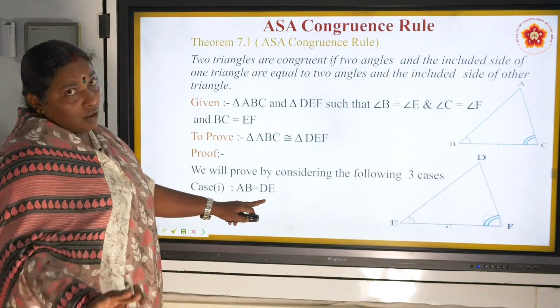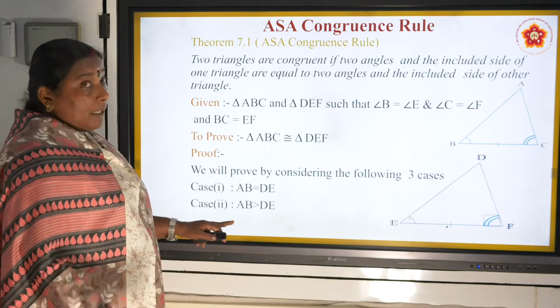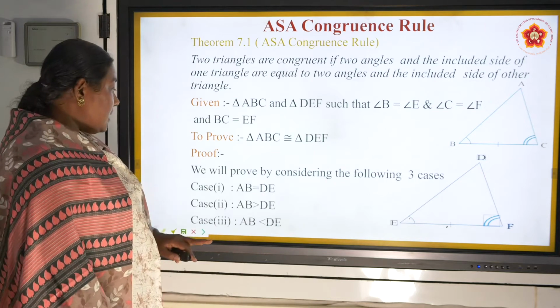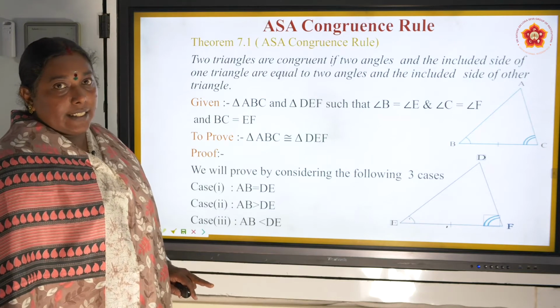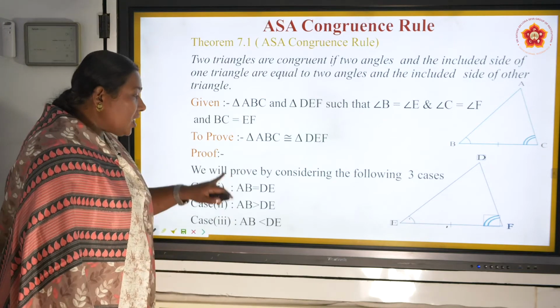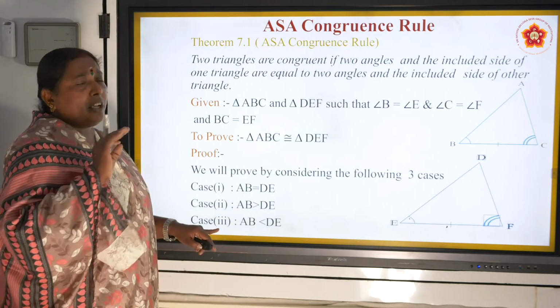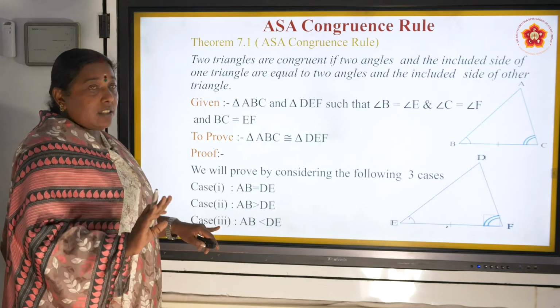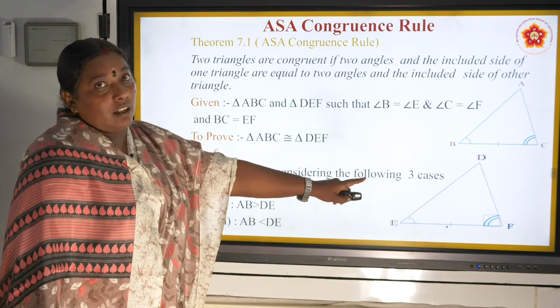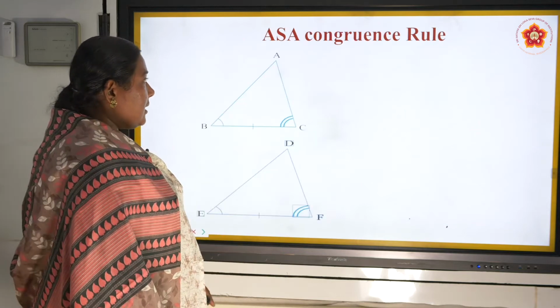AB equal to DE, normal. Next, AB greater than DE. Next, AB less than DE. So, we will be having three cases. Three cases are very easy. Really, it is very easy if you look at the figure and do it. Let us see the next.